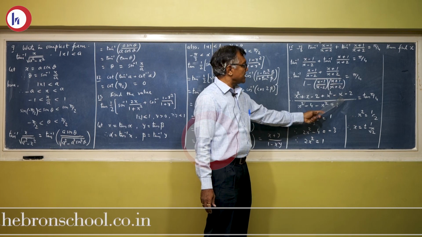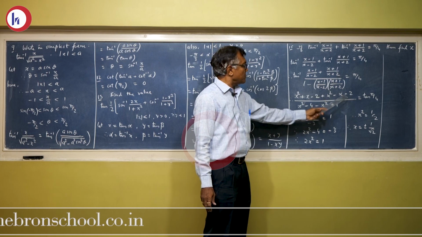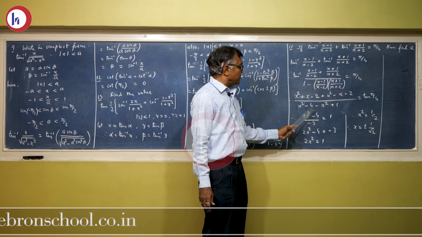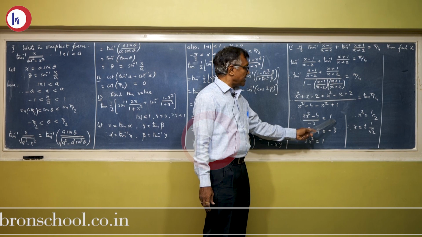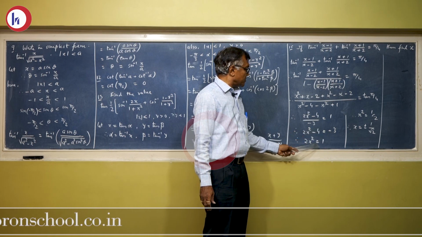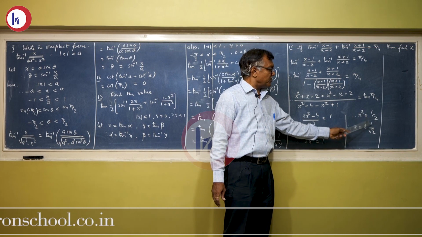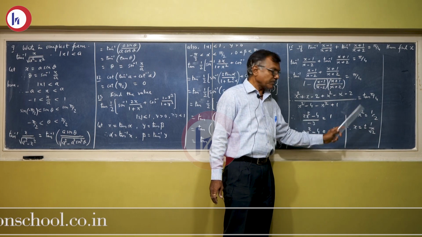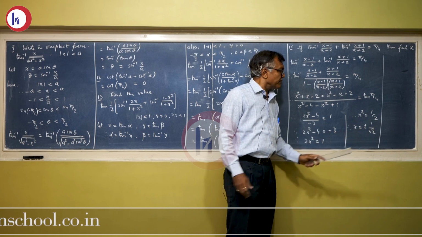In the numerator, plus x and minus x cancel, and x square plus x square is 2x square. Minus 2 minus 2 is minus 4, upon, in the denominator, x square and minus x square cancel, minus 4 plus 1 is minus 3, equals 1. Minus 3 multiplied here, so 2x square minus 4 equals minus 3. So 2x square equals 1, therefore x square equals 1 by 2. X square is 1 by 2, therefore x equals plus or minus 1 by root 2. These are the values of x.